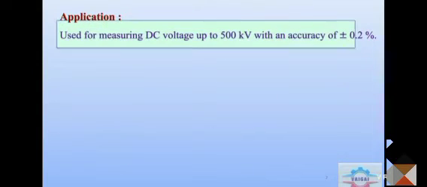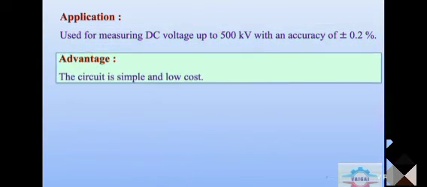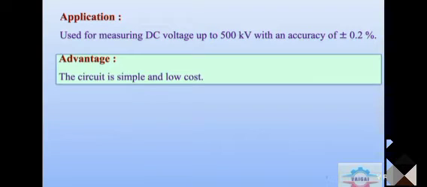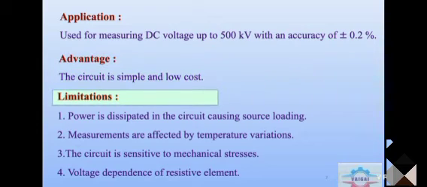Let's see the application for this method. It is used for measuring DC voltages up to 500 kilovolt with an accuracy of plus or minus 0.2%. The advantage is that the circuit is simple and low cost, but it has drawbacks. We will see the drawbacks, and in order to rectify them, we go for the next method. The first one is the series resistance micrometer.